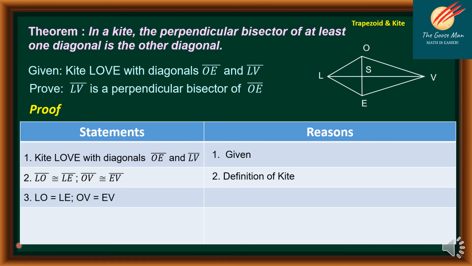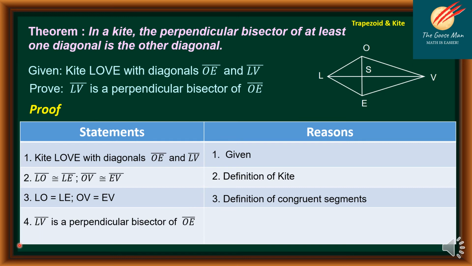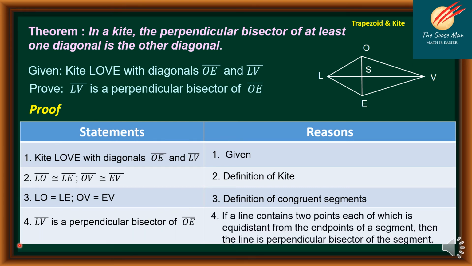For number 3, we can say that LO is equal to LE as well as OB is equal to EB because we have the definition of congruent segments. Finally, we can say that LB is a perpendicular bisector of OE because if a line contains points, each of which is equidistant from the endpoints of a segment, then the line is the perpendicular bisector of the segment.